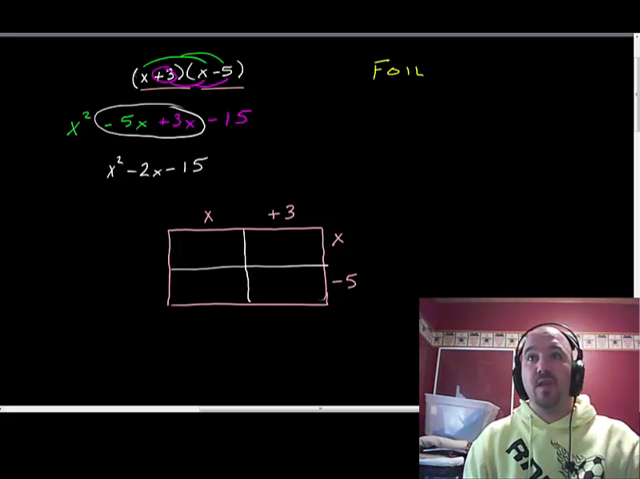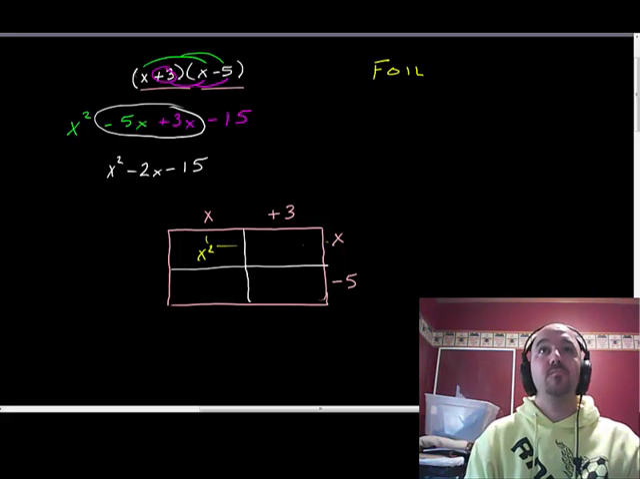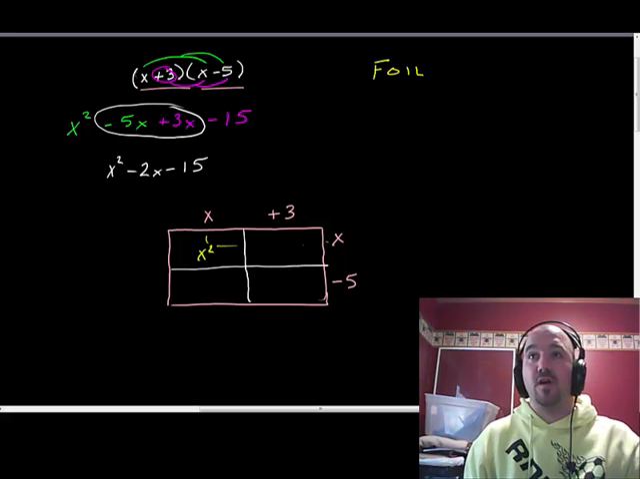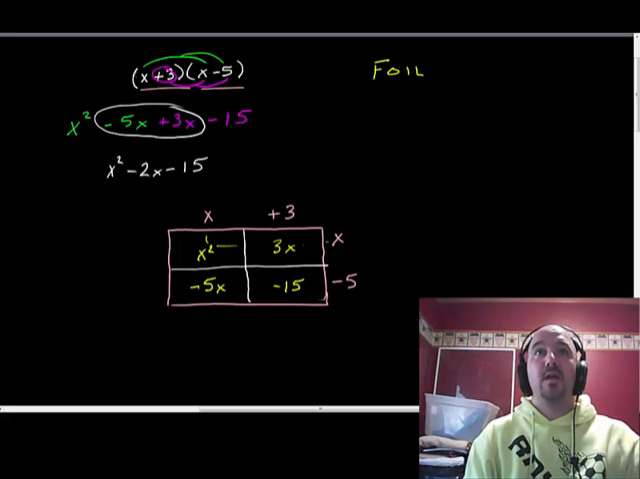So for example, I have the x here on this column and the x on this row. Well, those two things meet here. And so x times x is just x squared. If I wash, rinse, repeat for all of these, I get 3x here, I get negative 5x here, and I get 3 times negative 5 is negative 15.